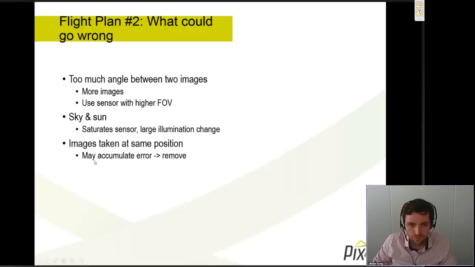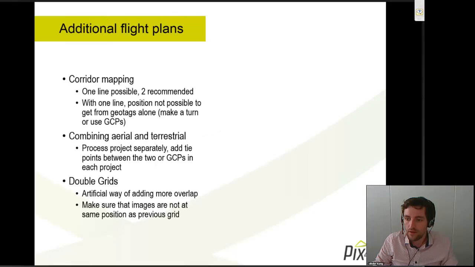Another problem, which also happens very often, is when you have images taken at the same position. This may accumulate error, and if you have too many of them, we would again suggest manually removing them. So this is most of the tips for the best type of oblique flight plans. There are some additional flight plans for which I can also give a few best practices.